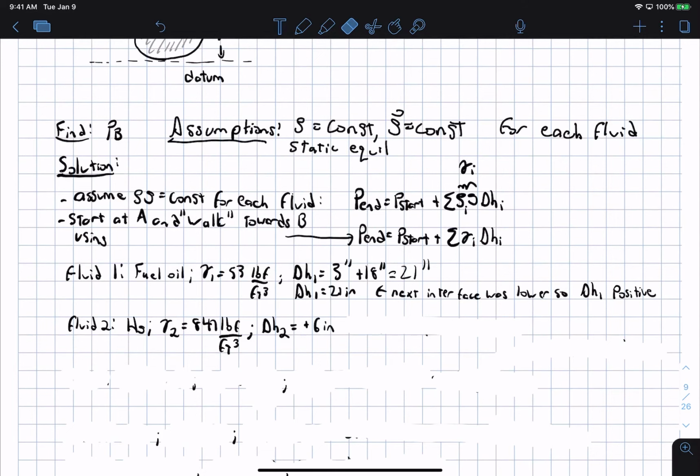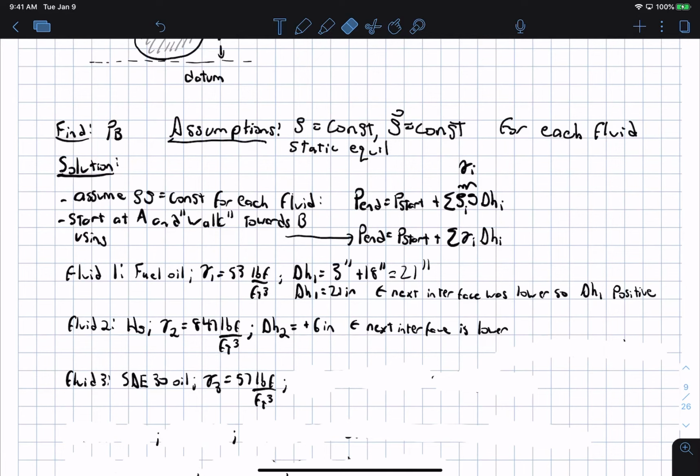So on net, I've gone down 6 inches, and it's positive. It's positive because the next interface is lower, that I've gone down 6 inches. So after that, I've hit fluid 3. Fluid 3 is the SAE30 oil. Okay, and I just write down gamma for that, or density if you know density.